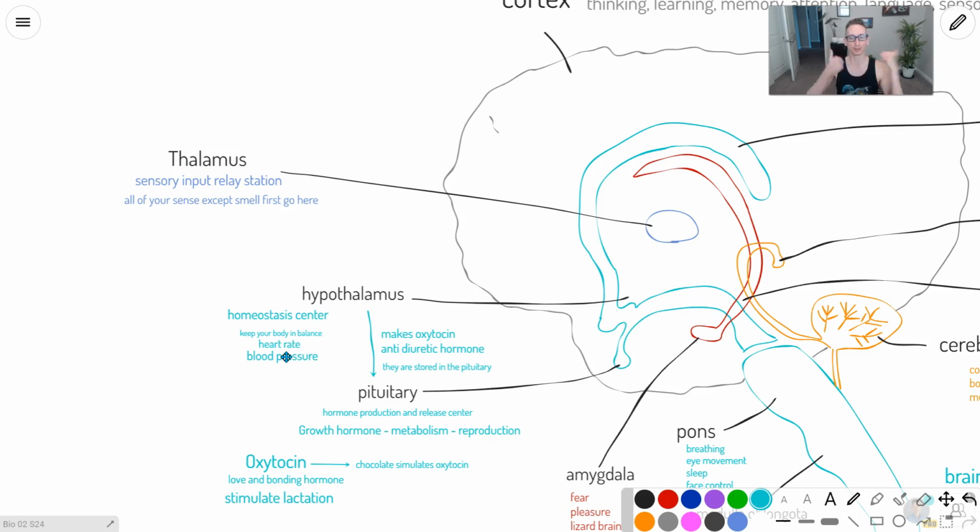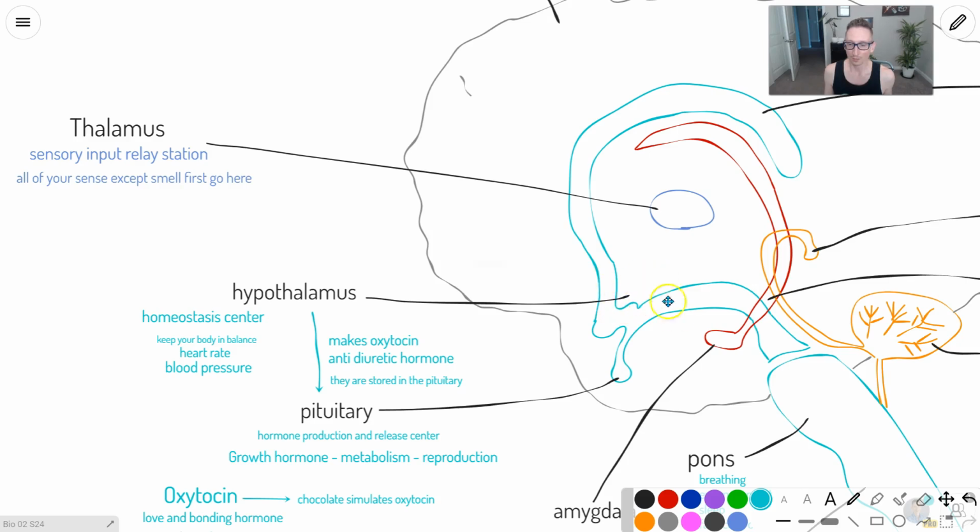It's going to dump aquaporins into those collection ducts so that it holds on to as much water. All right, so our hypothalamus makes this antidiuretic hormone right there. I said it, antidiuretic hormone. And then they're stored down here in this pituitary gland. And that will release, if blood pressure drops too low, let's say, it'll release antidiuretic hormone.